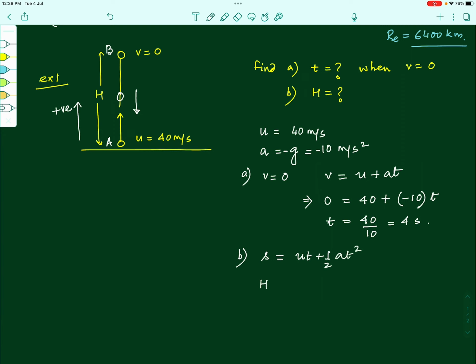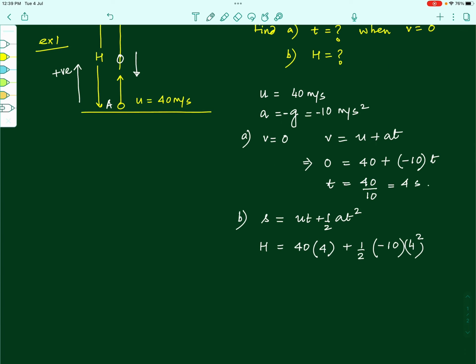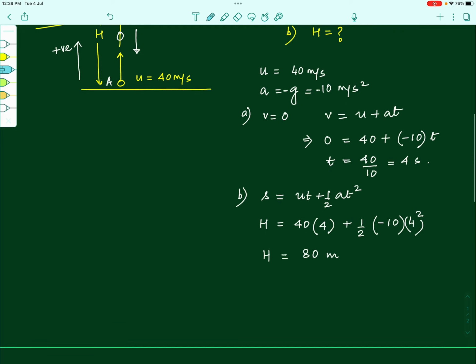s becomes h, the displacement of the ball from A to B will be h, is equal to u, which is 40, we know the value of t now, which is 4, plus half a, which is minus 10, into t squared, which is 4 squared, right. So, we can solve all this to get our final answer here. When you solve this, you will see that the value of h will come out to be 80 meters. You can just check the calculations. So, we get the height of this ball also, the maximum height. Let us look at another question now.